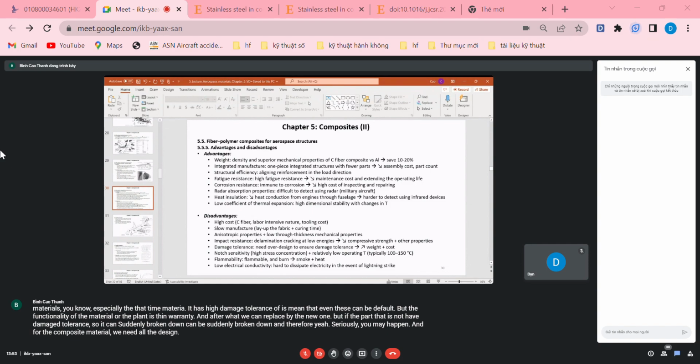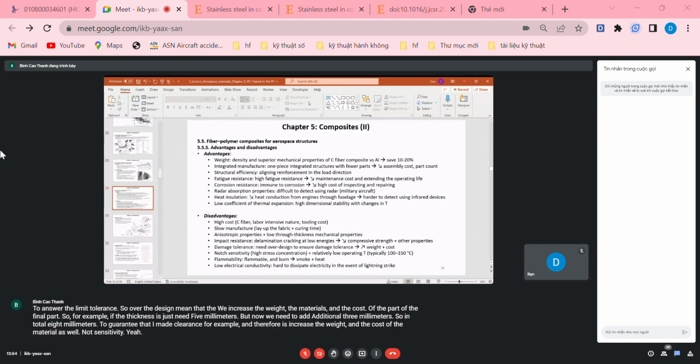For the composite material, we need over-design to ensure the damage tolerance. Over-design means that we increase the weight of the materials and the cost of the final parts. For example, if the thickness just needs to be 5 millimeters, but now we need to add an additional 3 millimeters, so in total 8 millimeters, to guarantee the damage tolerance, it increases the weight and the cost of the material as well.